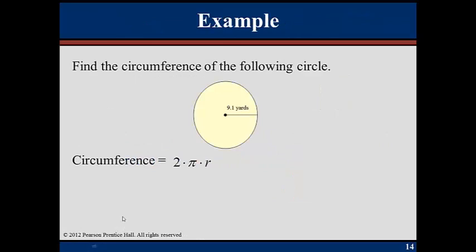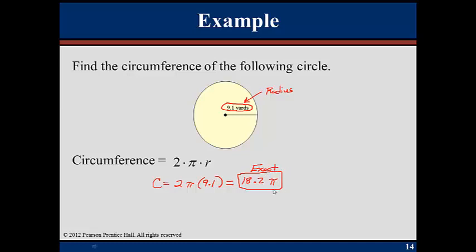Here's another example. It says find the circumference of the circle. This time they gave us a figure, and it has 9.1 yards. Well, since this is halfway through the circle, this is the radius. So they gave you the radius, so we're going to use the formula that has the radius. So we have circumference equals 2 pi times radius. So that's 2 times pi. The radius is 9.1. So now we're going to do 2 times 9.1, and you should have 18.2. And then do not forget the pi is there. This is the exact answer.